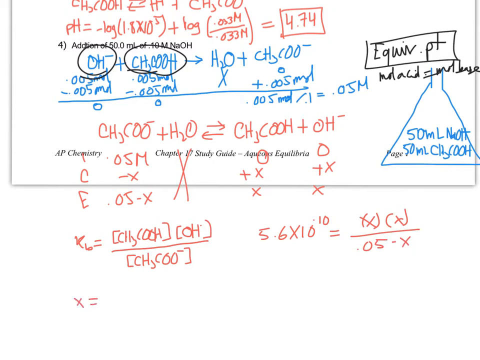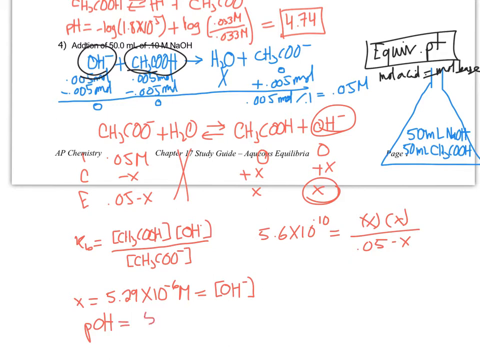X is 5.29 times 10 to the negative 6 molar. And my x here is my hydroxide concentration, not my H+. And so I can find my pOH first. It ends up being 5.28. And so my pH is going to be 8.72.